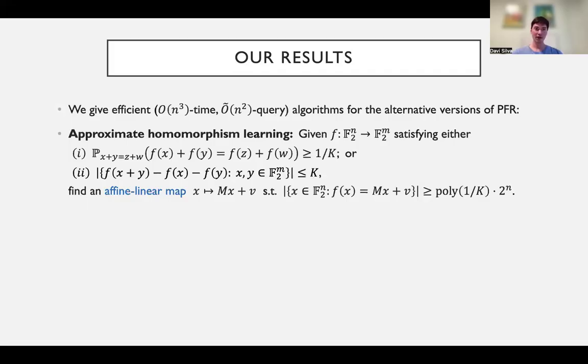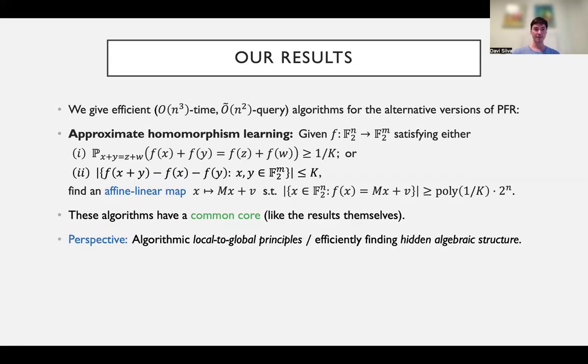Okay, and also our algorithms provide an algorithmic framework that allows us to give efficient algorithms for the alternative versions of PFR, as is written here. And these algorithms, as I said, have a common core, just like the results themselves. So these alternative versions of PFR, or the original version of PFR, and to some extent the polynomial Gauss inverse problem, and also some other related problems, all have a common core. So it's more like an algorithmic framework than one algorithm. And one perspective you can take is that this is an algorithmic local to global principle, or efficiently finding hidden algebraic structure.